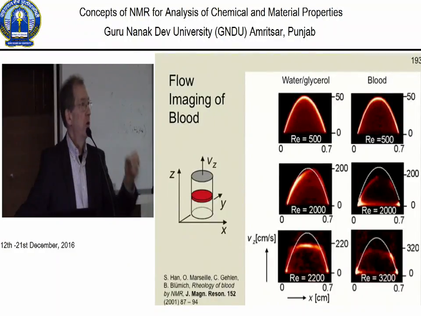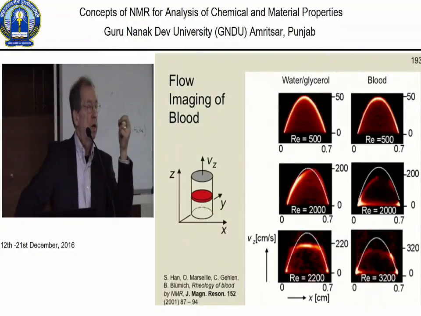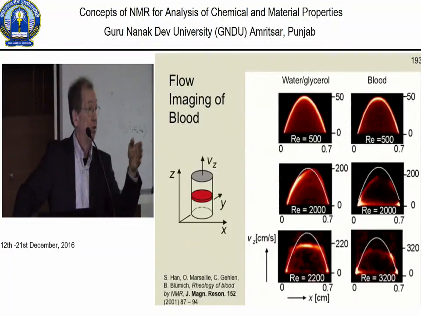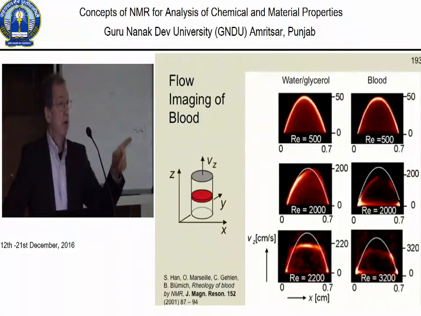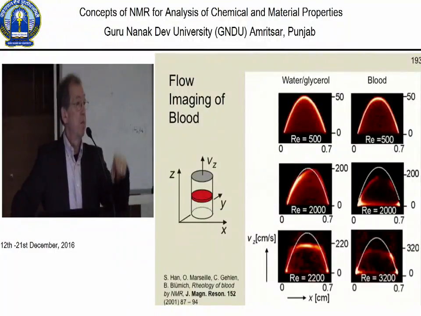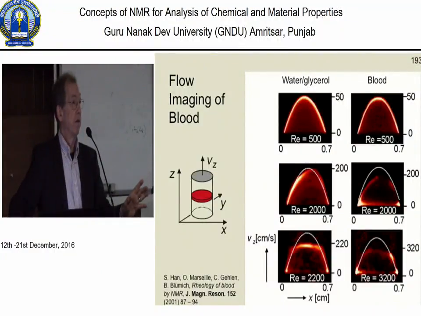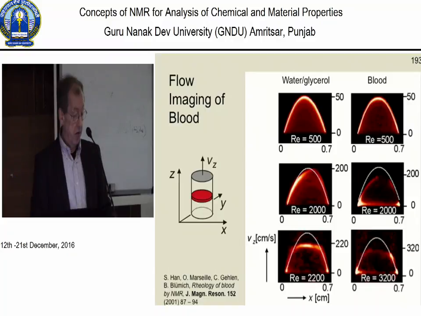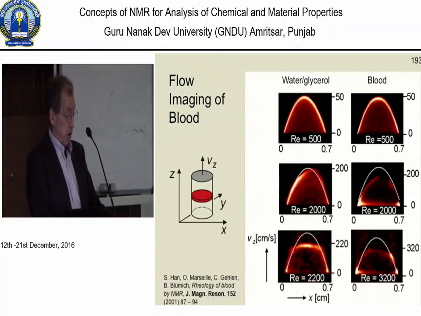What you need to do is work with k, the wave number to encode position, but now also with q, the wave number that encodes velocity. That's the first gradient moment. Position is a zero-order gradient moment, right? Just the integral of the gradient modulation function. And q is the integral of the gradient modulation function times time. And when you do that, you can come up with images.